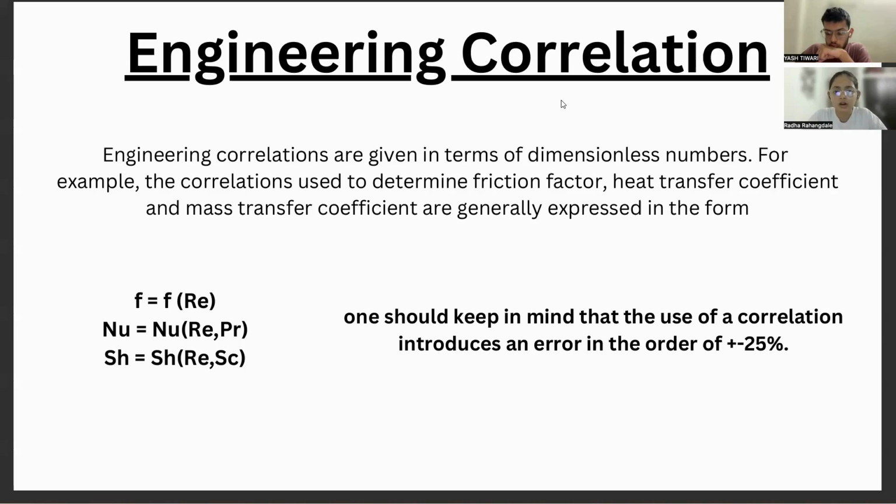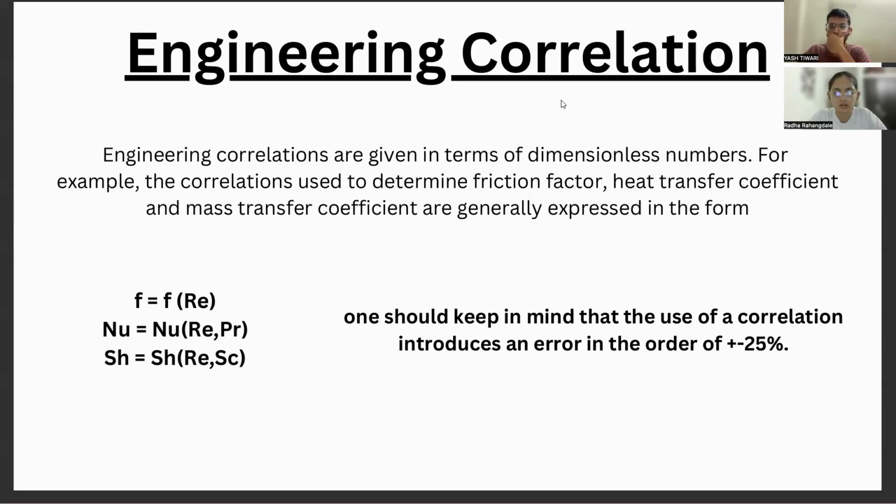These correlations, however, are limited to a specific geometry, equipment configuration, bounding conditions, and substance. As a result, the values obtained from correlations are not exact, and it is possible to obtain two different answers from two different correlations for the same problem. Therefore, one should keep in mind that the use of a correlation introduces an error in the order of plus minus 25%.